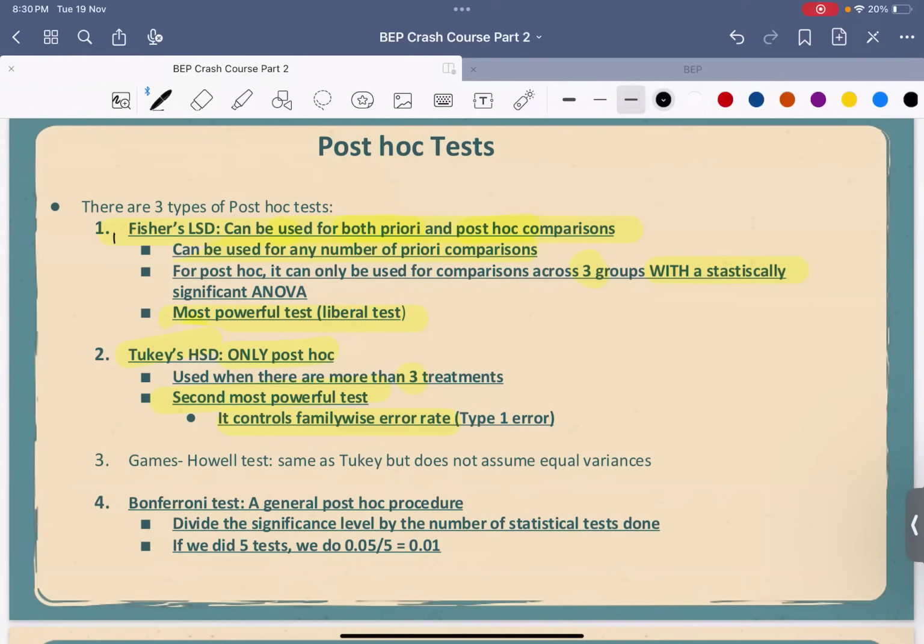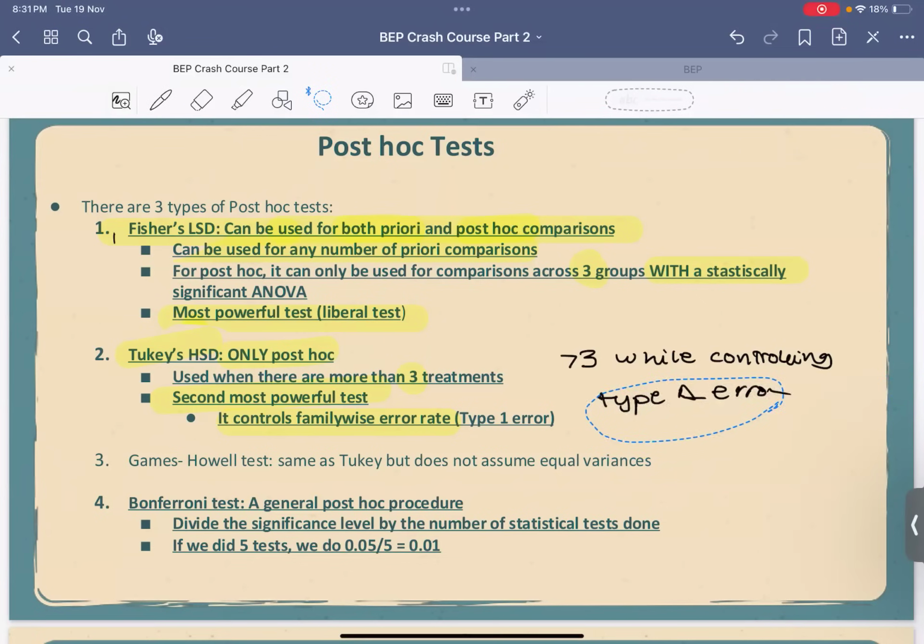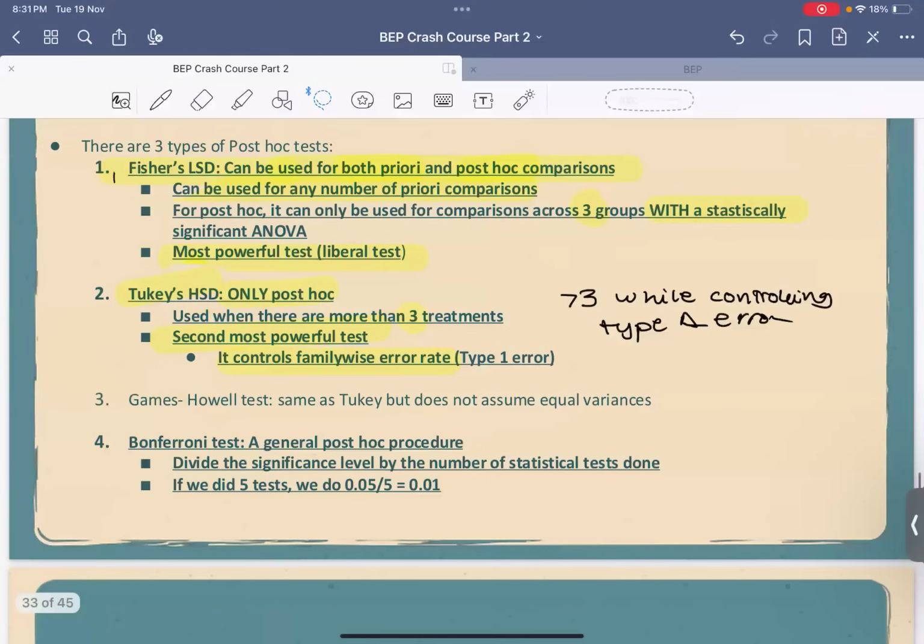So the description of Tukey is, it compares more than 3 treatments or groups while controlling type 1 error or family-wise error, okay? Controlling type 1 error. You don't need to understand this, just memorize it. This is exactly how it's going to be asked. They're going to say, what is Tukey? And it's basically a test that compares more than 3 groups while controlling type 1 error. And let's review what's type 1 error. Type 1 error is rejecting the null hypothesis when it's true. Okay? So basically a false positive.